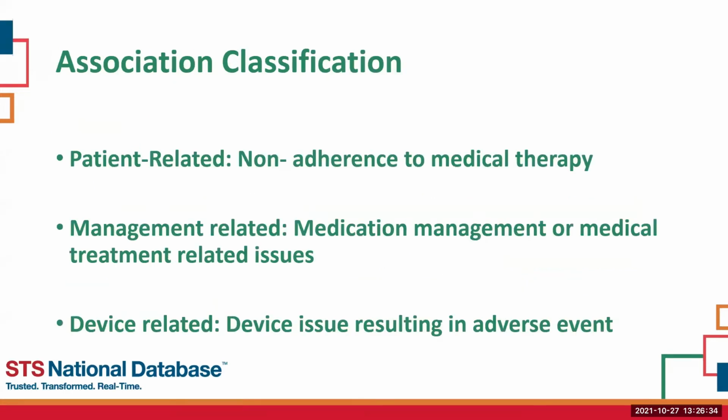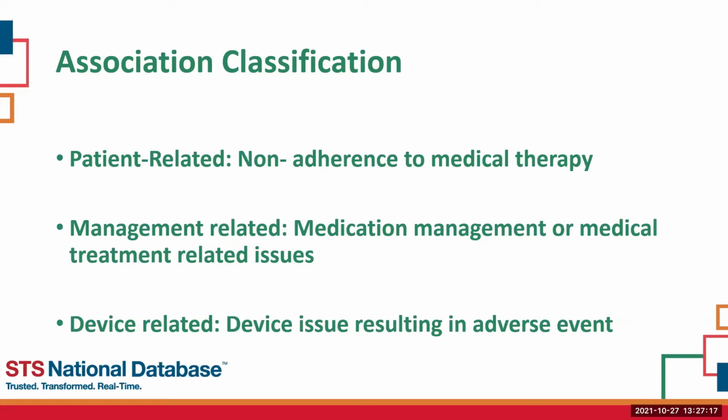One thing you will notice at the bottom of the adverse event forms is the association classification. So we have patient-related, which would be non-adherence to medical therapy, so if the patient forgot their medicine for a day or 2 or took the wrong dose. Management-related would be medication management or medical treatment-related issues. Patient-related would be non-adherence to medical therapy, so if they were very non-compliant.